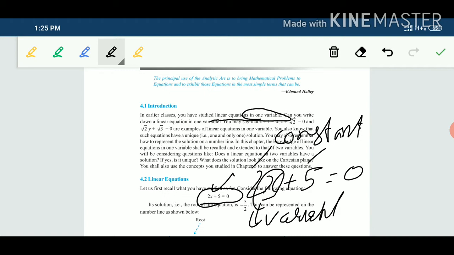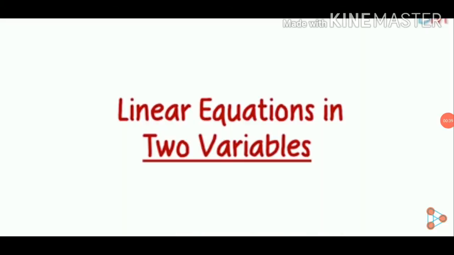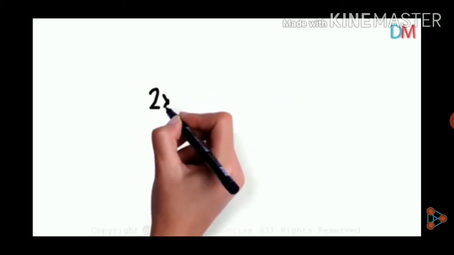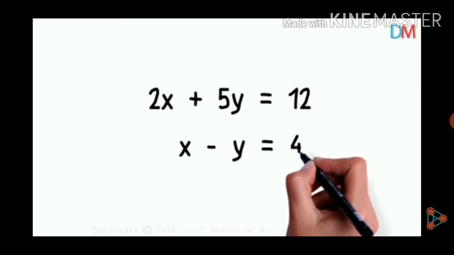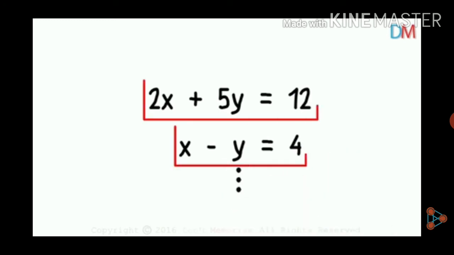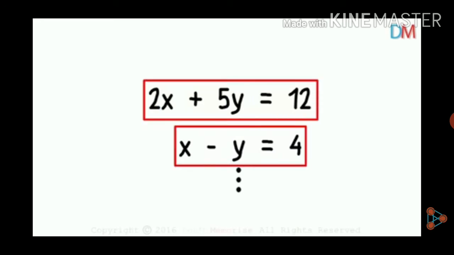Now we will discuss the linear equation in two variables. We have seen equations like 2x plus 5y is equals to 12 and x minus y is equals to 4 and so on. These are the examples of the linear equations. Each of the equations has two variables x and y, but how can we define it?